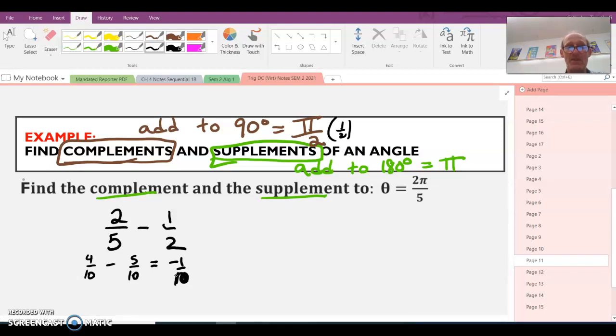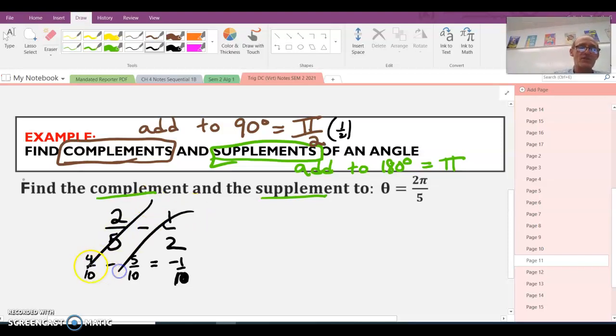If it's negative, that means, did I do that right? Oh no, I didn't do it right. What was I thinking? Let me come back in the next video and start the complements and supplements. Instead of 2/5 minus 1/2, I have to do 1/2 minus 2/5 to find the difference. I'm going to stop the video now because I only have 15 minutes per video.